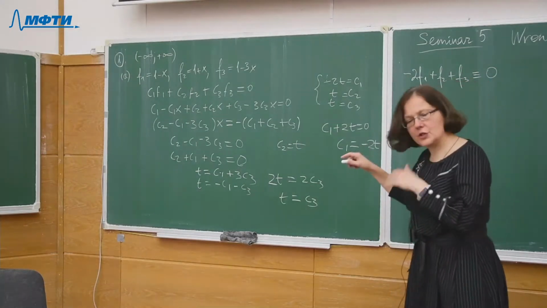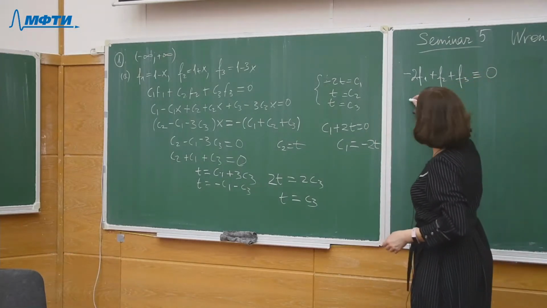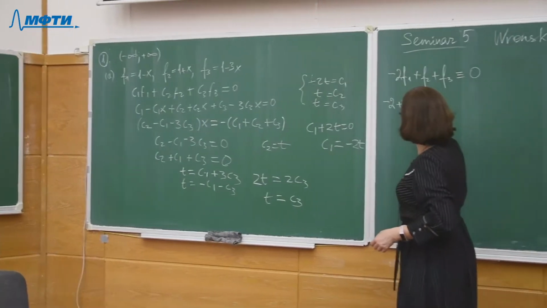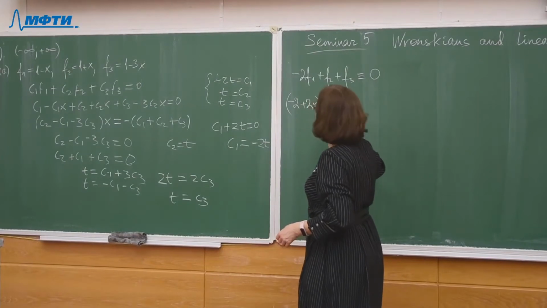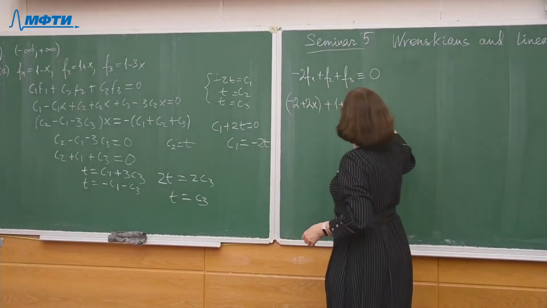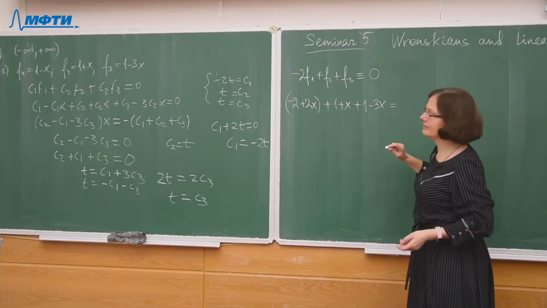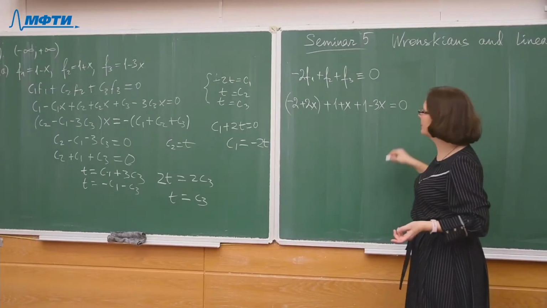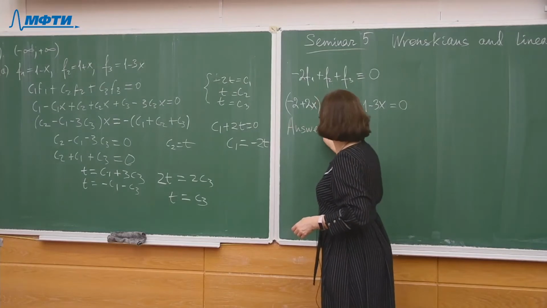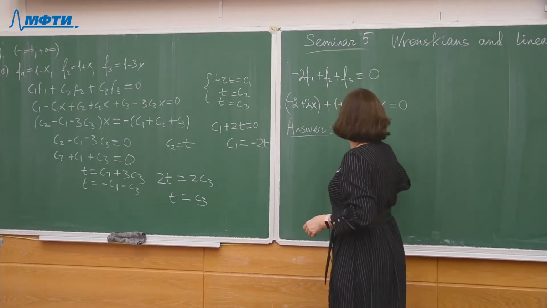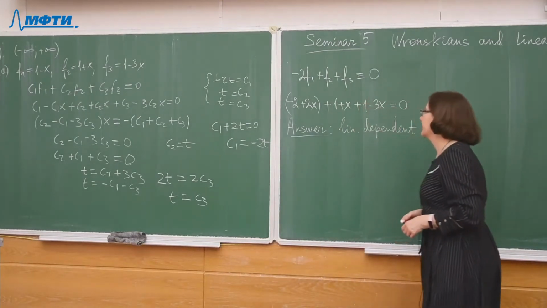We may try to check this. If we multiply f1 by -2, we will get -2 plus 2x. Plus f2, which is 1 plus x, and plus 1 minus 3x. Is it identically 0? I think yes. It's right. So they are linearly dependent.